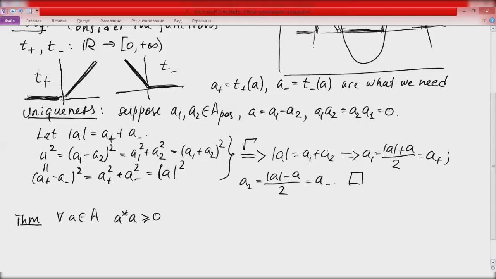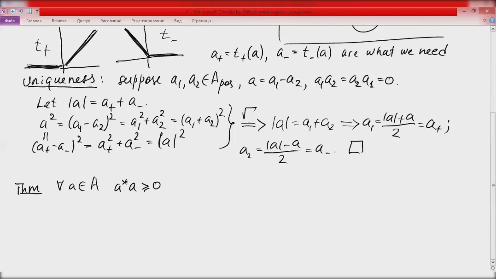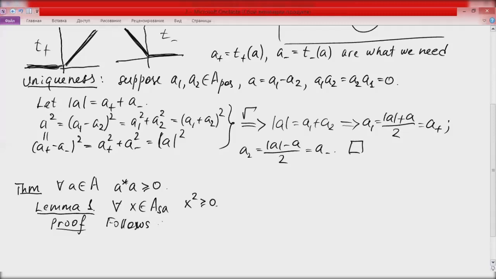The proof is not very hard, but it's a kind of a trick. Let's divide the proof into several lemmas. So lemma one: for each self-adjoint element x of our algebra, x squared is positive. The proof of lemma 1 is a simple application of the spectral mapping theorem. Just the function which takes t to t squared is non-negative.